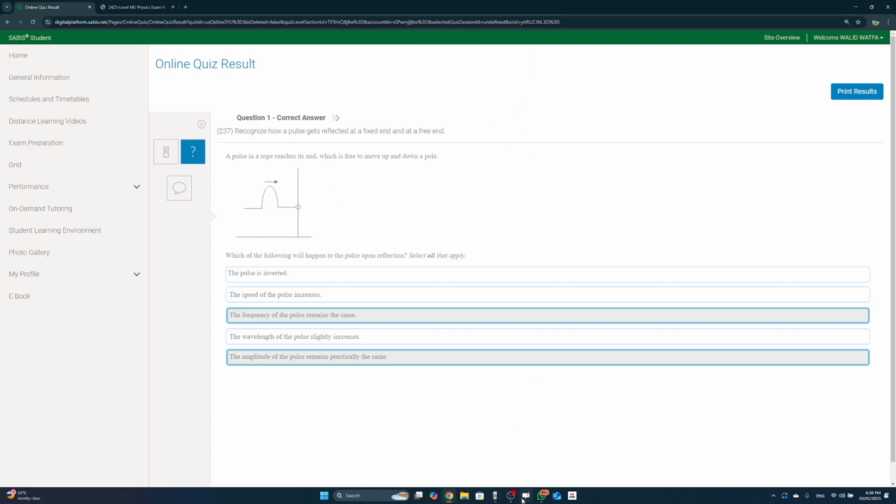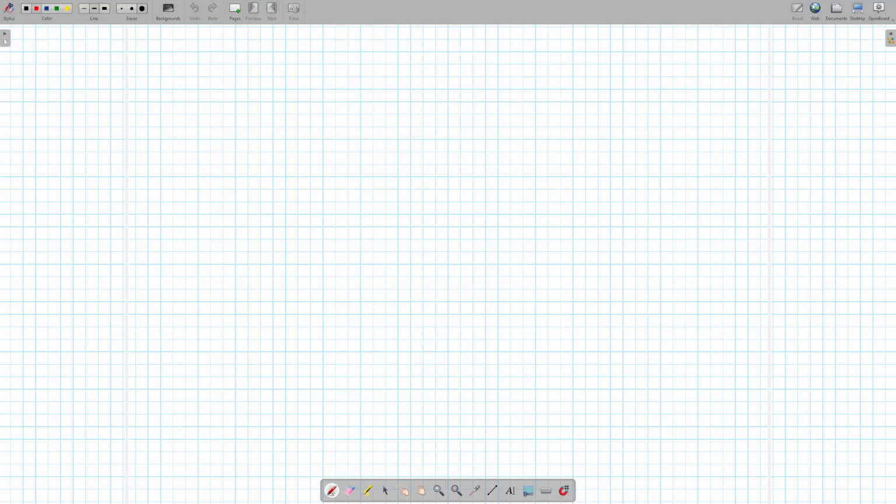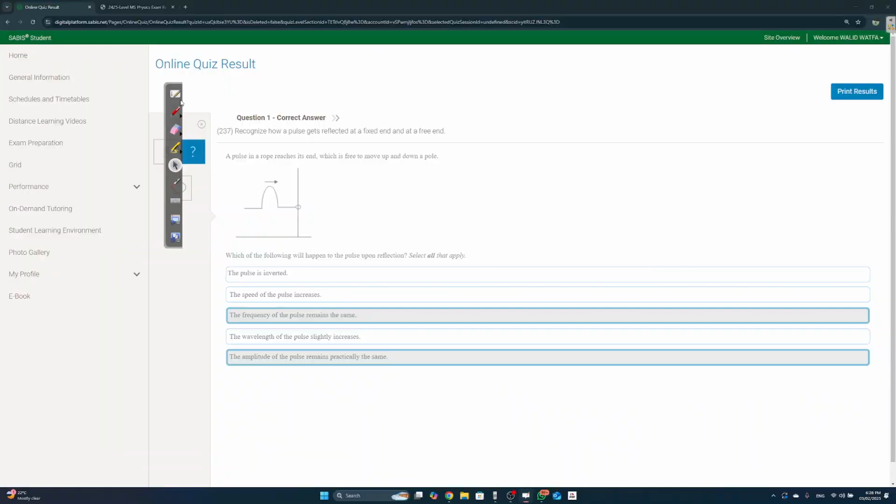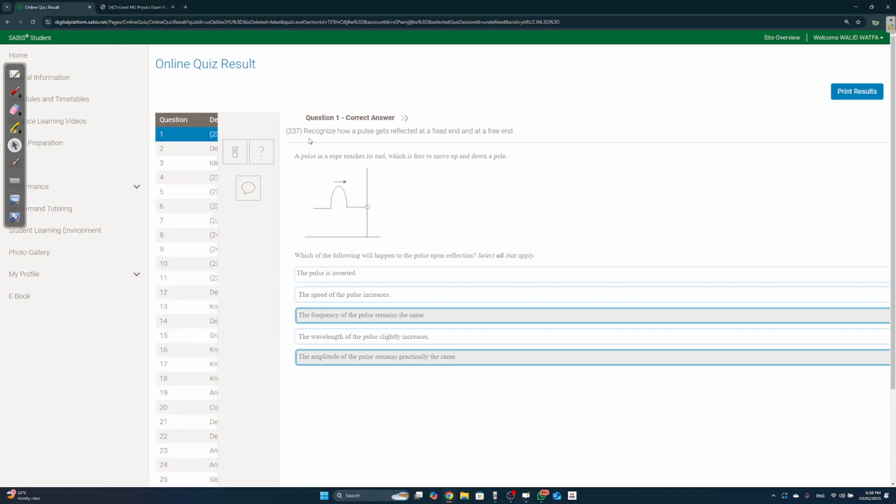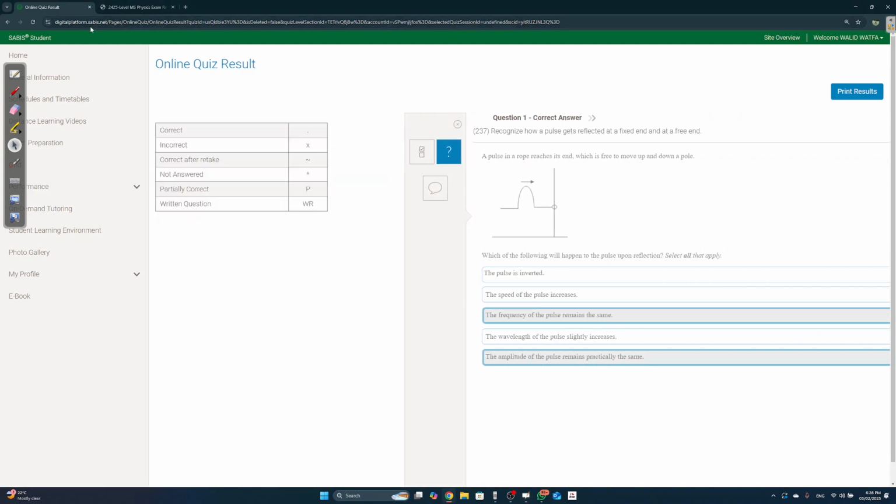Okay, so this is term 2, week 8 physics. I won't open notes and explain, so I'm just going to explain as I go since there's not much time, but it's very easy, so I'm going to fly through it, okay? First question is reflection of a wave.